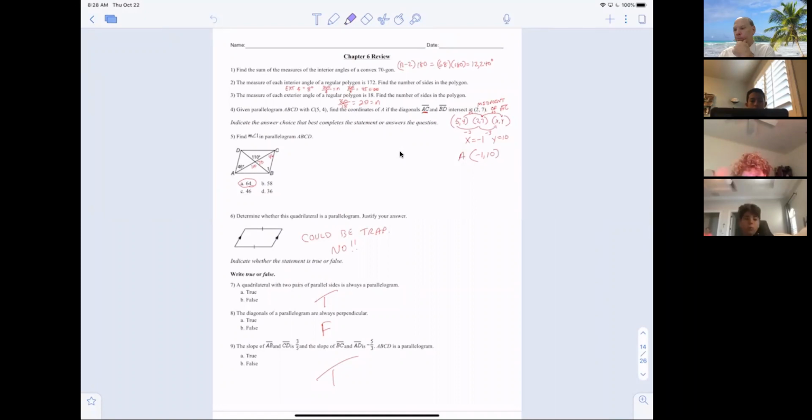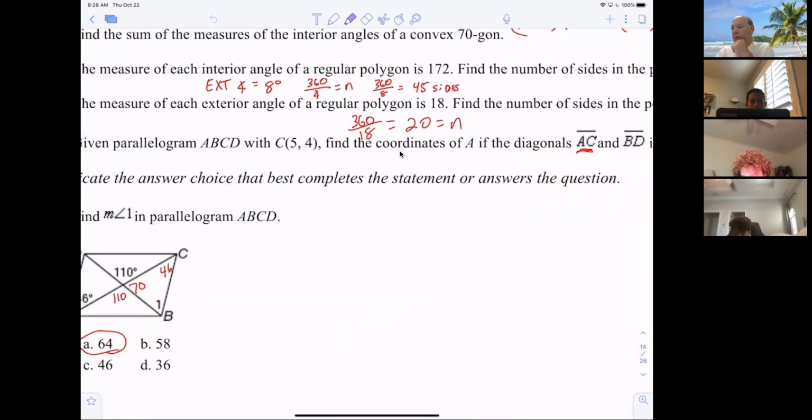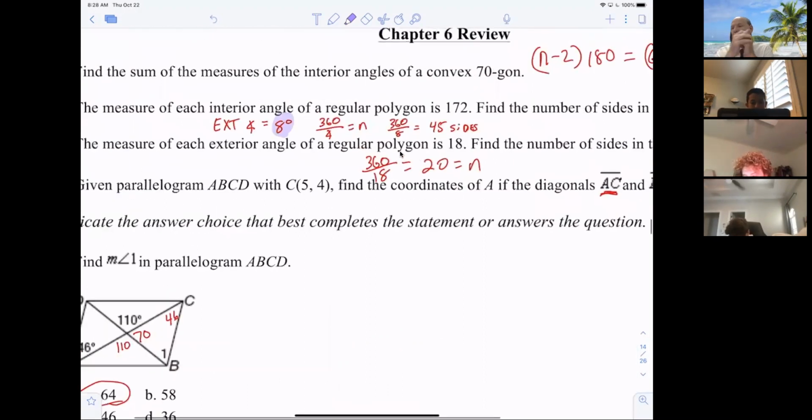Number 2. The measure of each exterior angle of a regular polygon is 172. Find the number of sides. So if the interior angle is 172, remember the exterior angle would be what? 8 degrees, right? You agree with that? You sure? And so remember, 360 divided by the exterior angle is the number of sides. That was the quick way to do it. You could also do n minus 2 times 180 divided by n equals 360, right?